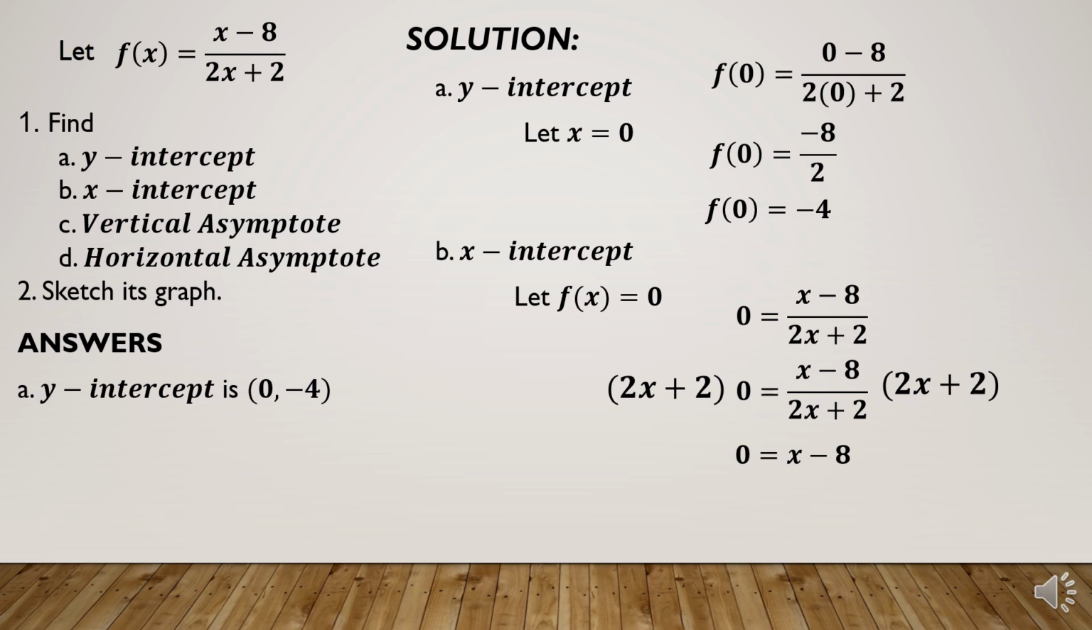Then, in x minus 8 all over 2x plus 2 times 2x plus 2, we can cancel out the common factor. Therefore, we have x minus 8. Then solve for x. So, transpose negative 8 to the other side. So, we have 8 is equal to x, or it is just the same as x is equal to 8. Therefore, the x-intercept is (8, 0).